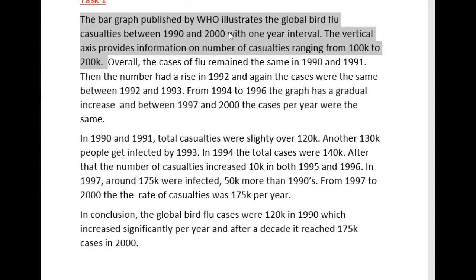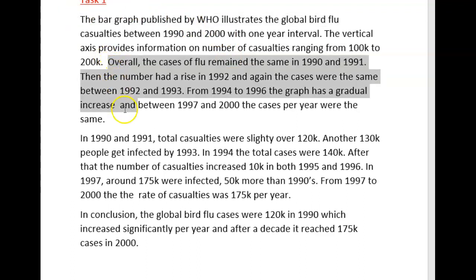Then, this I also would have left out. You're not describing the information to the extent where you're saying this is the y-axis, this is the x-axis. You don't need to do any of that. So I would have completely omitted this sentence. So essentially, my first sentence would have just been this, okay? And then I would have gone on to the overview.